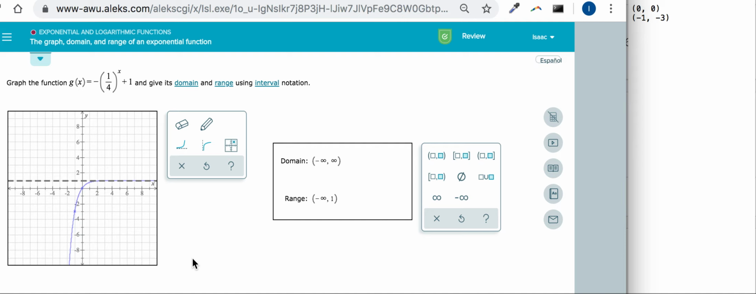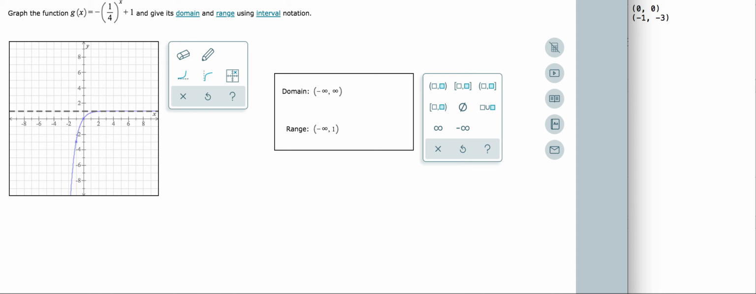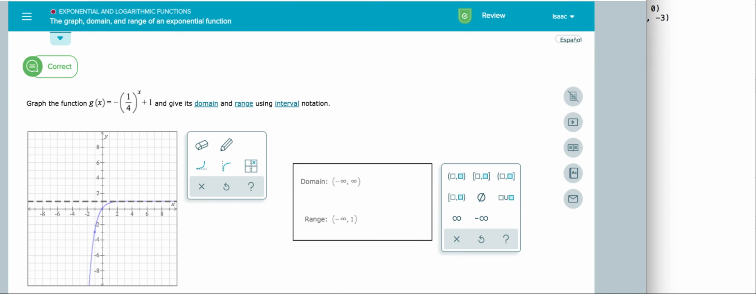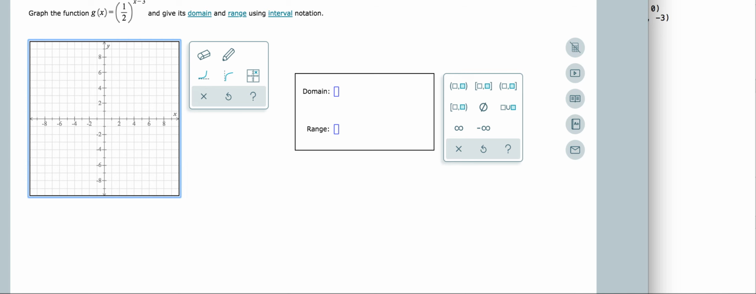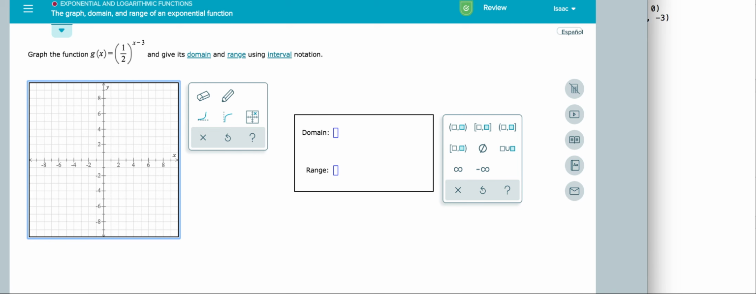All right, let me hit the check button just to make sure I didn't mess anything up. That one checked out. Okay, so let me check one last time to see if there's anything else. Same type of thing for this one.